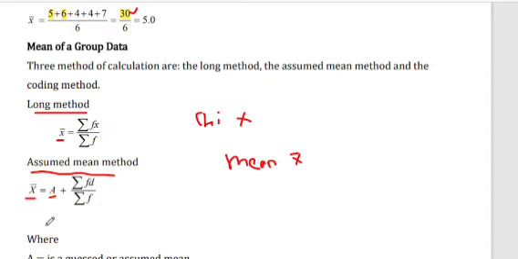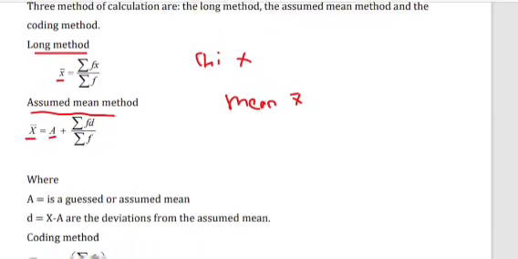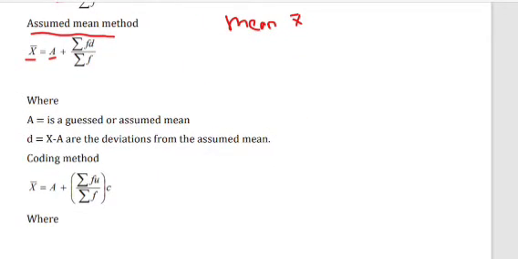Don't worry, when we are solving this, you are going to see how it is. So you can see it here. A is the guess or assumed mean. Assumed mean is what you guess. I'll tell you how to guess for the assumed mean. Now, d is x minus A. That's the terms minus A. I will solve that out and you see how.